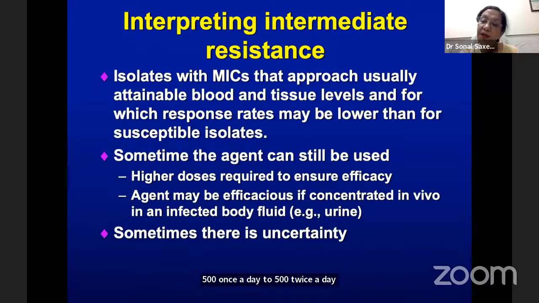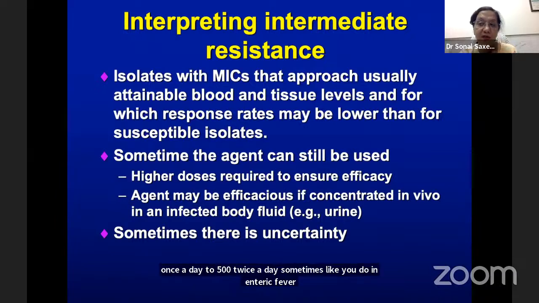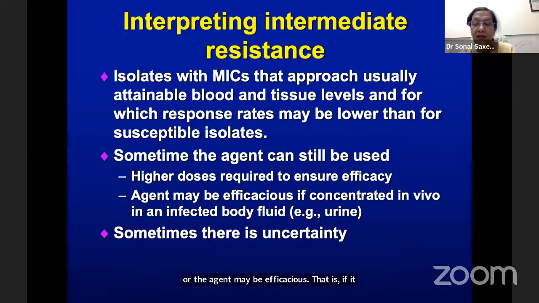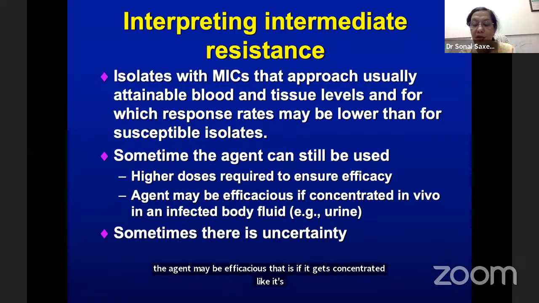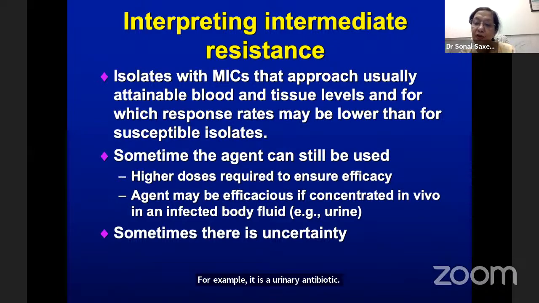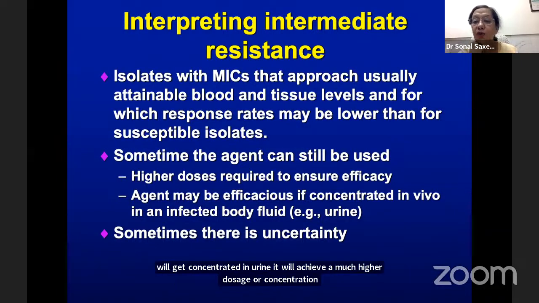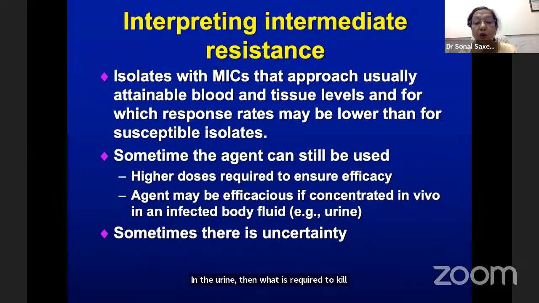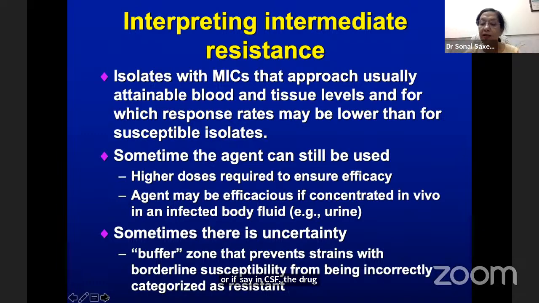Or the agent may be efficacious, that is, if it gets concentrated. Like, for example, it is a urinary antibiotic. It will get concentrated in urine. It will achieve a much higher dosage or concentration in the urine than what is required to kill. So, in these situations, you can give this drug. Or if, say, in CSF, the drug gets highly concentrated, CSF is a very tight zone in the body. So, these are the areas where it can be given.